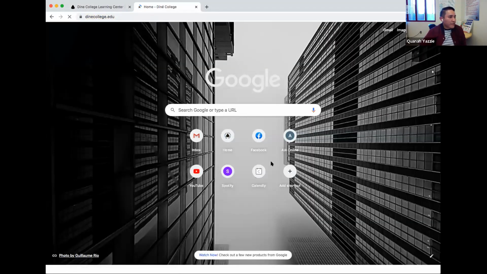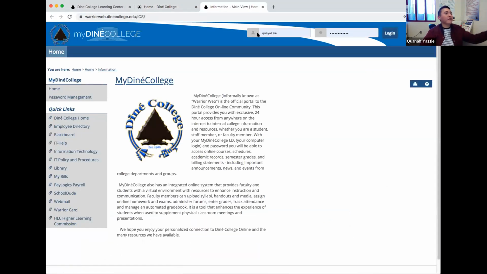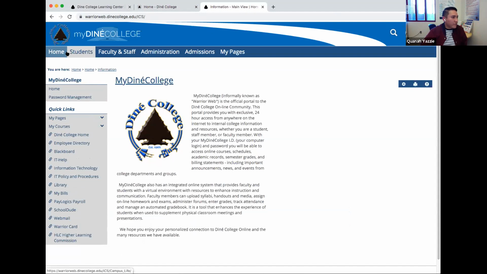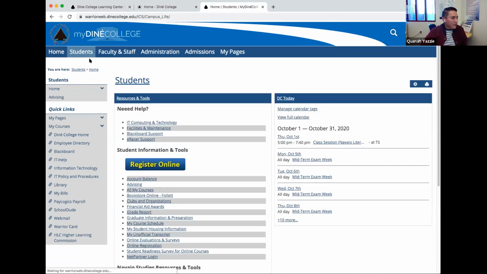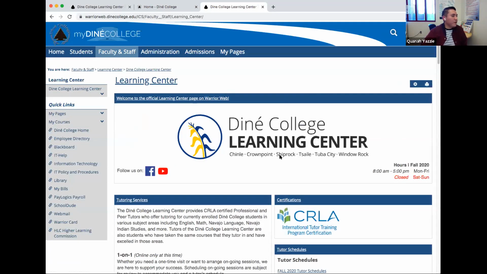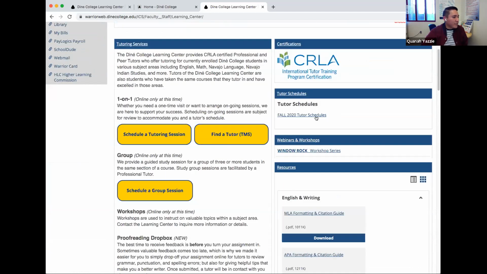Here within the main web page, you see My Net College, and this is where you access everything, your personal records and stuff like that. You're just going to log in, and then within your Students tab here at the top, at the very bottom, you'll see Learning Center Resources. This is where I was explaining where we're operating from. Everything about the Learning Center is here for all sites at the Net College. You have links to our YouTube, our hours, tutor schedules, and a new workshop series.